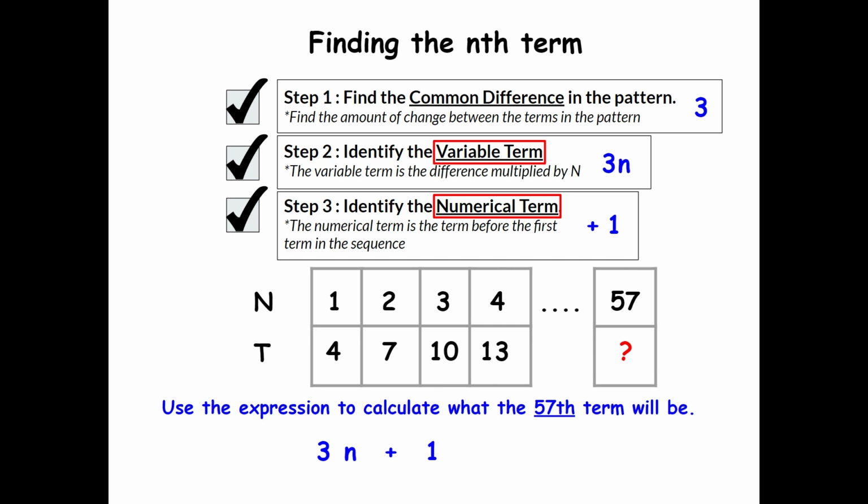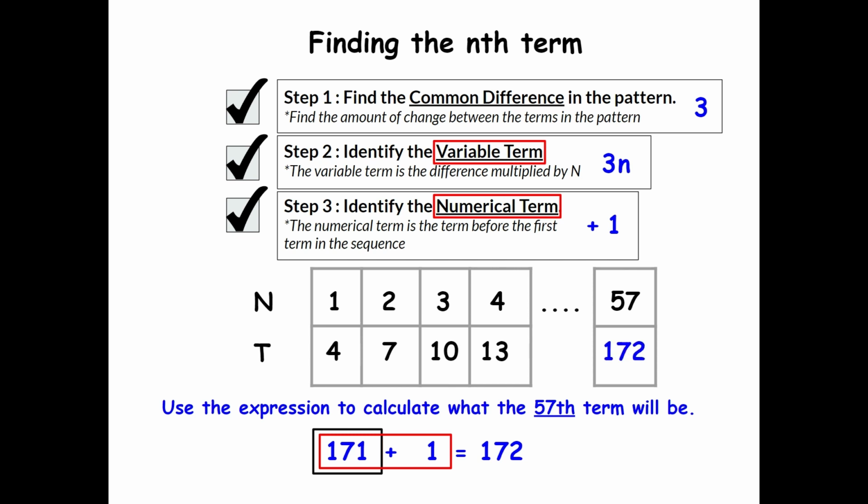Now, to do that, we need to replace the variable n in the expression with the number 57. And this means that we need to multiply 3 by 57. And 3 multiplied by 57 equals 171. And 171 plus 1 equals 172. So the 57th term in this sequence is 172.